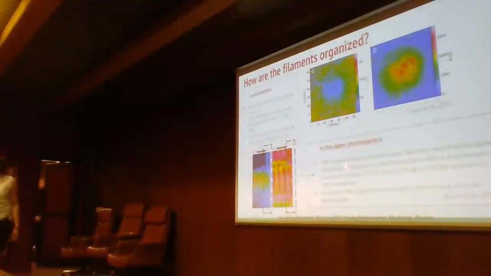But now the question is about the next layer of atmosphere, the chromosphere: are the filaments organized in the same way, or is this only a configuration for the photosphere? This is the only observation that we have, and they found that there is this kind of spine intraspine structure in the upper chromosphere, but there is no evidence of this spine intraspine structure in the magnetic field strengths.